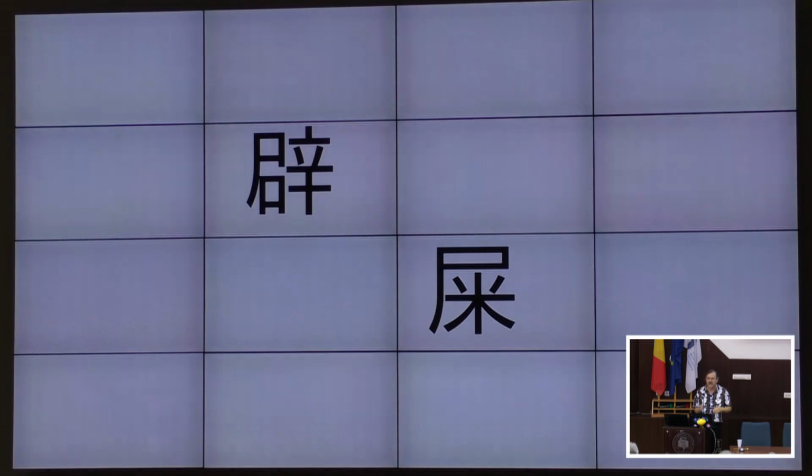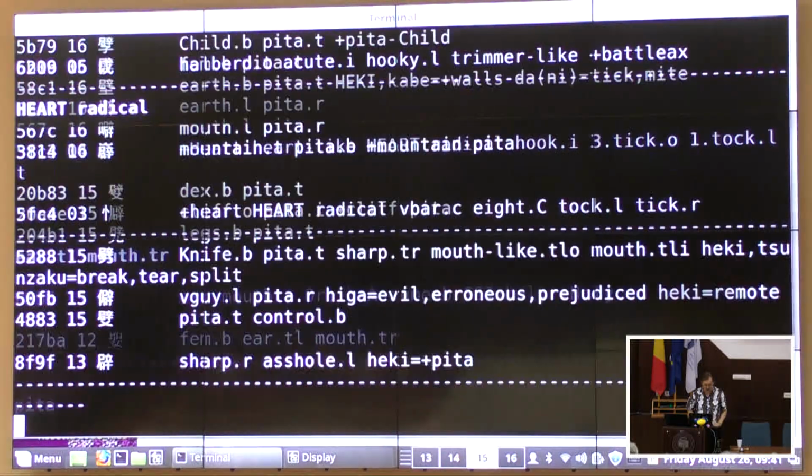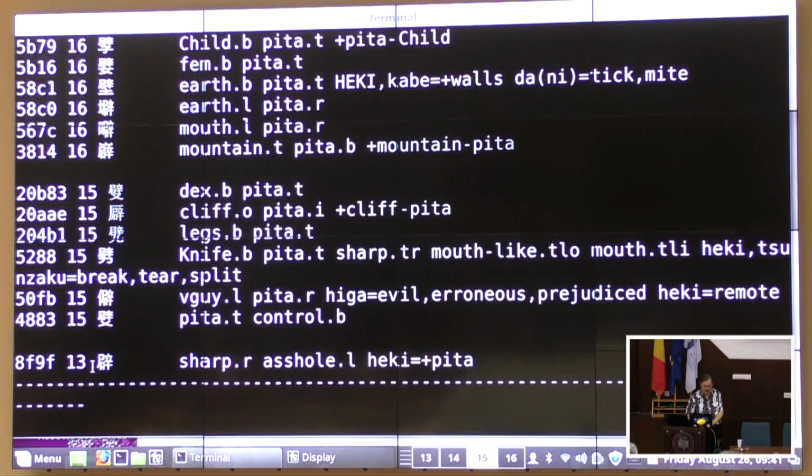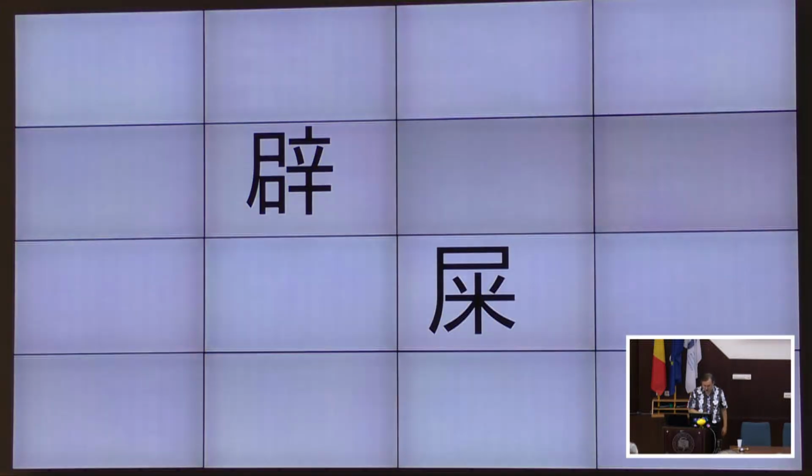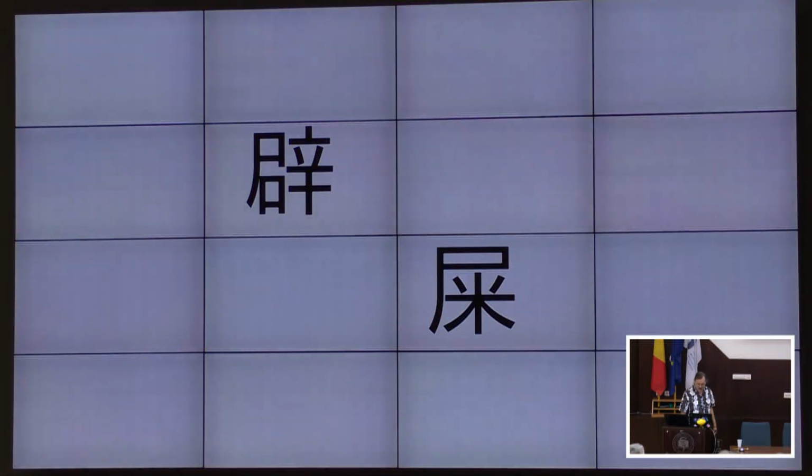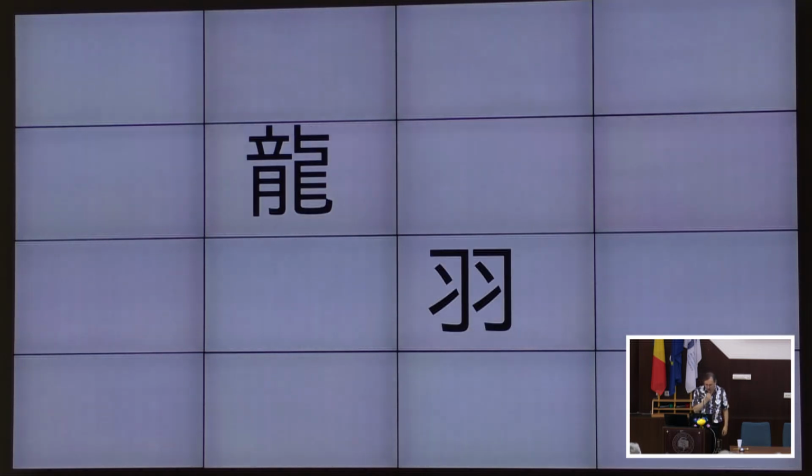Though in my database I just call it PITA, P-I-T-A. I can prove it. There it is, right there. And the lower right one, bottom rice, that's shit. So, slightly more uplifting. I mean, we have dragon.